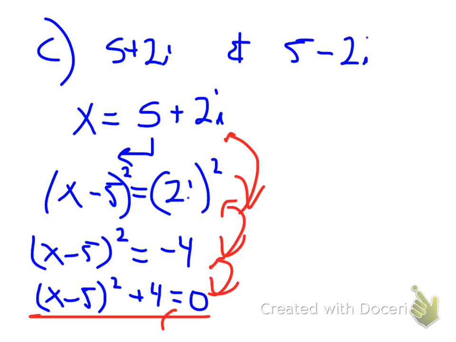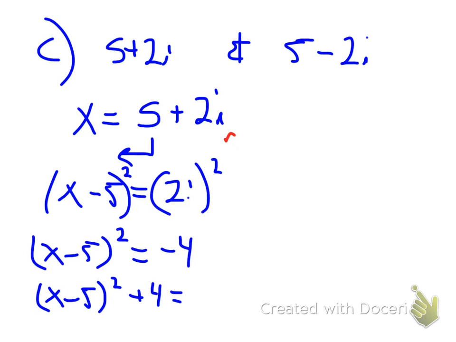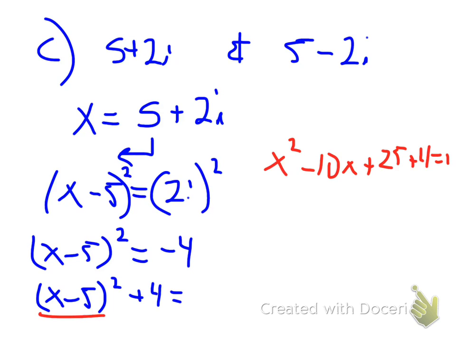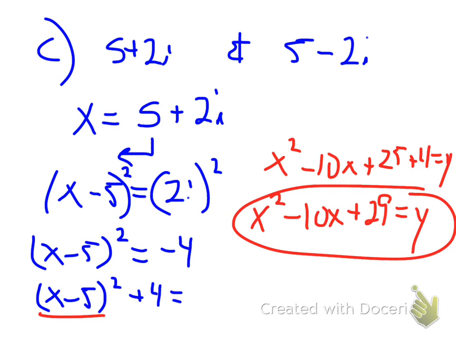So now, if I want to write this, and normally when we do these, we're going to want you to write them in standard form. So all I need to do is square that. So I'm going to get x squared minus 10x plus 25 plus 4 equals y. So my final answer is x squared minus 10x plus 29. That is the quadratic that gives these two roots.